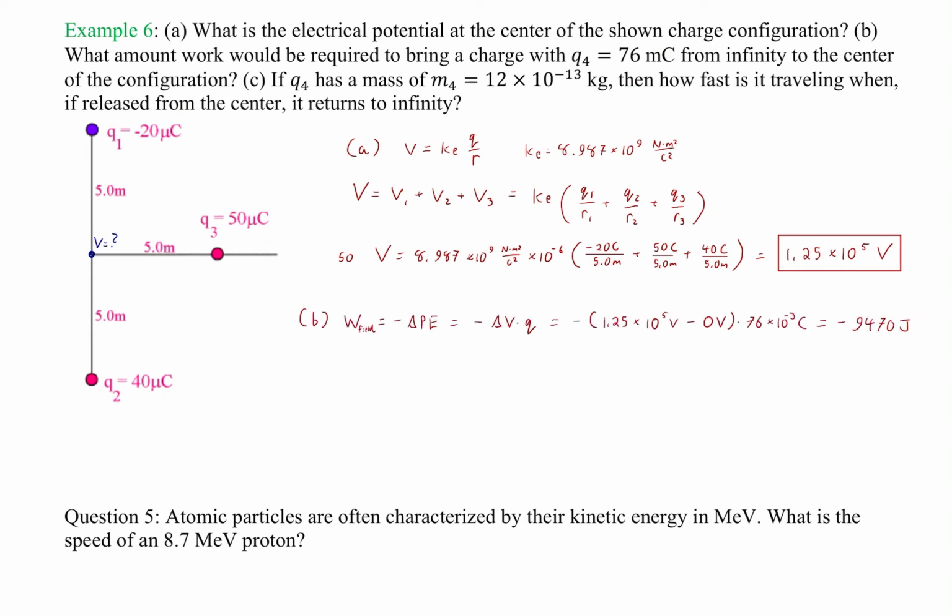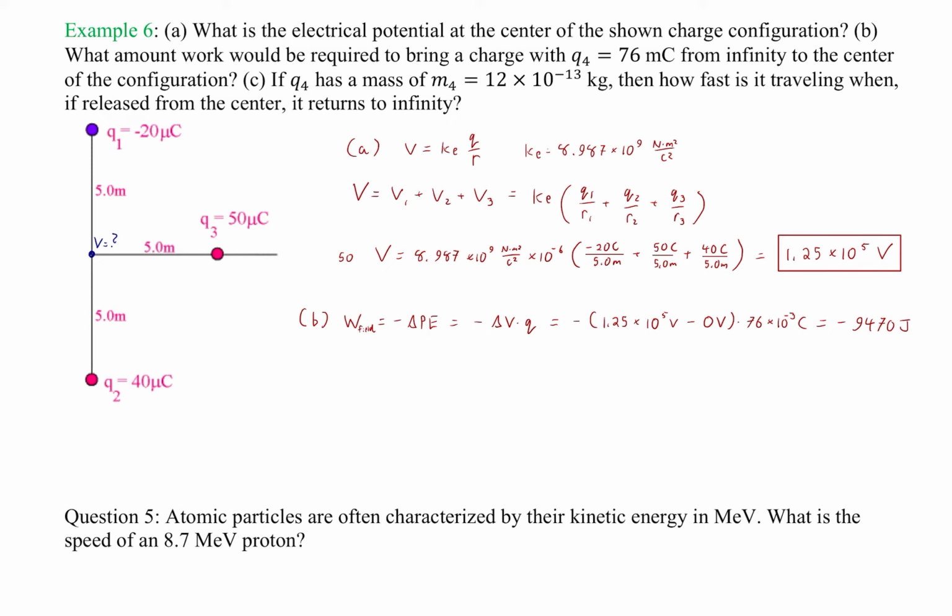All right. So the work of the field is the negative of the change in potential energy, which is the negative of the change in the voltage times the charge that you're moving, which is this one, Q4. All right? So then we take the negative of the change in the potential energy and the magnitude of the charge that's moving, the 76 milli, that's the 10 to the negative 3 coulombs, and there we have the work done by the field, negative 9,470 joules. That's the work done by the field, okay?